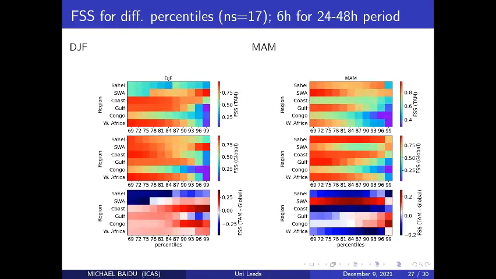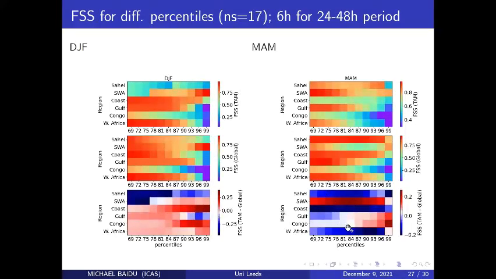I want you to just focus on the bottom one. Red means that the tropical African model is performing better than the global model, and blue means that the global model is performing better than the tropical African model. So in DJF, you see that the global model outperforms the tropical African model for almost all rainfall intensities. But when you come to regions like the coast and the other areas, you realize that the tropical African model performs better and its skill generally increases for higher rainfall intensities.